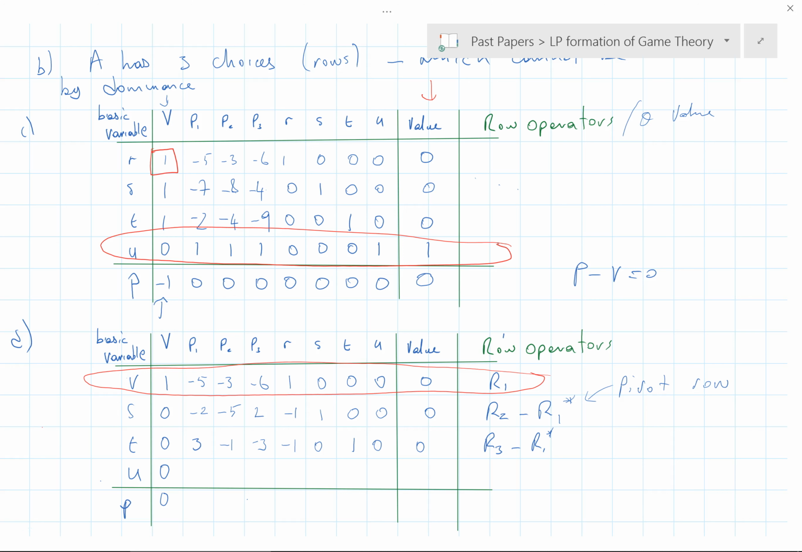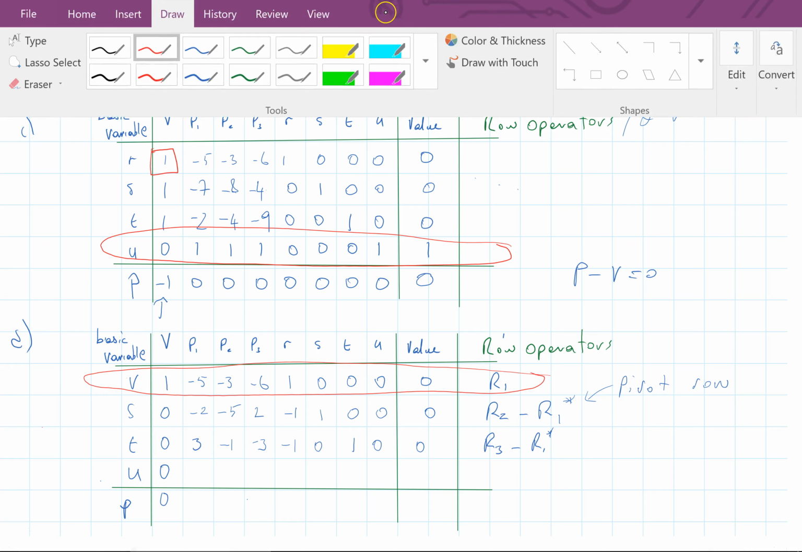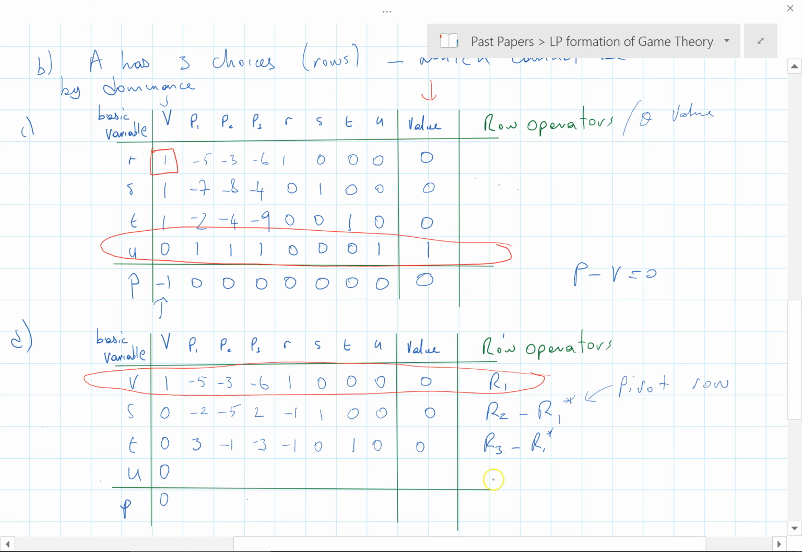Okay, so now, at least in this case, it's quite easy because we've already got this as 0, so there's no change to R4. We don't have to use the pivot row at all. So that's just equal to R4. So that's 0, 1, 1, 1, 0, 0, 0, 1, 1. Okay, so that's that one considered.